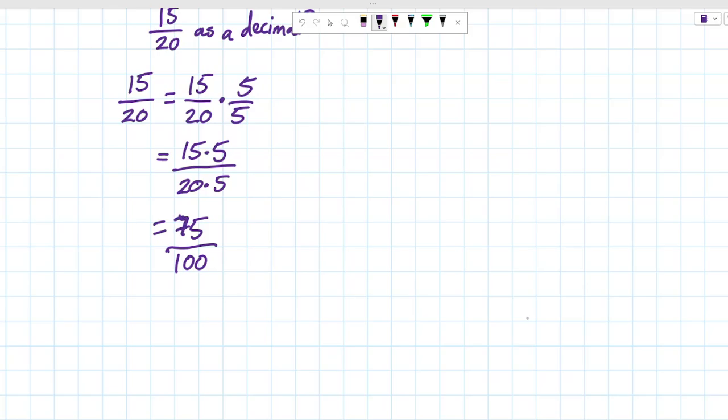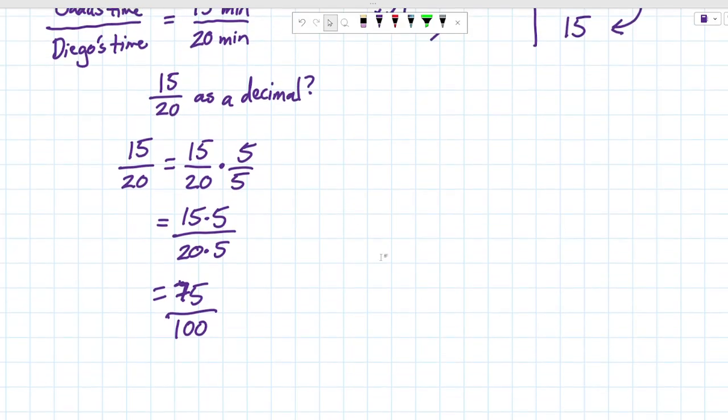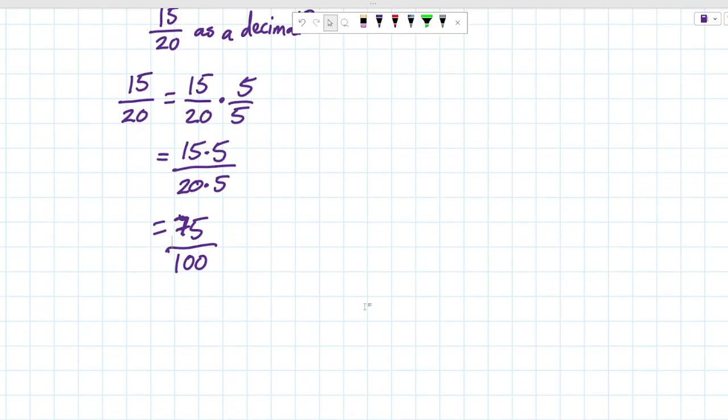So what do you notice here? We get 75 over 100, and what's a percentage again? That's like a rate per 100, 75 per 100. So notice here, we can take this fraction and attempt to write it as a decimal, and in that process, we're going to discover the percentage. So 75 hundredths we could write like this. In both of these, this is just 75%.